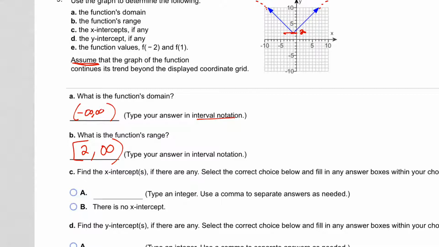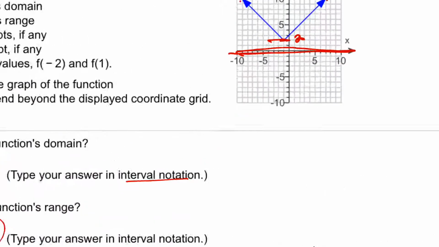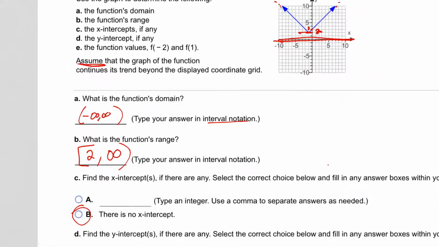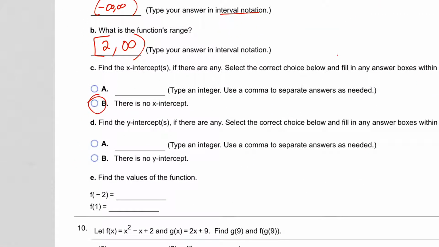Okay, x-intercepts, as you can see, there are none. Okay, it never crosses this x-axis, sorry. And the y-intercept would be, if we zoom in, that would be a 3 right there. So this will be at 3.